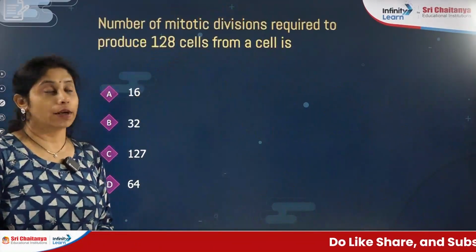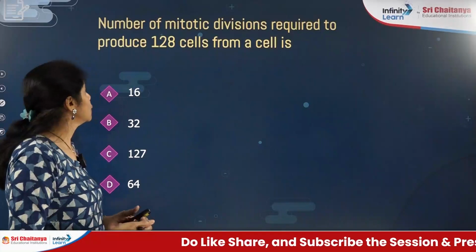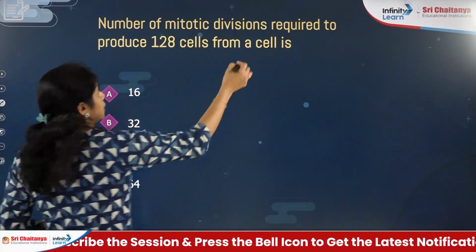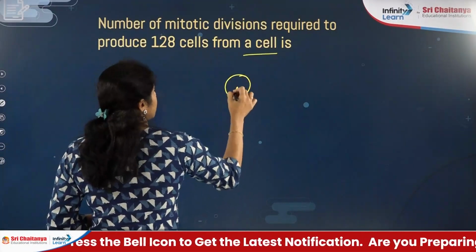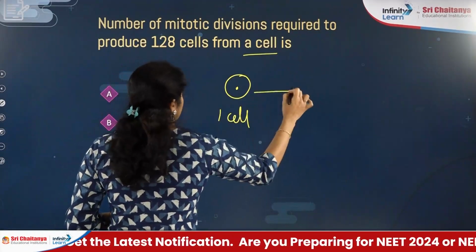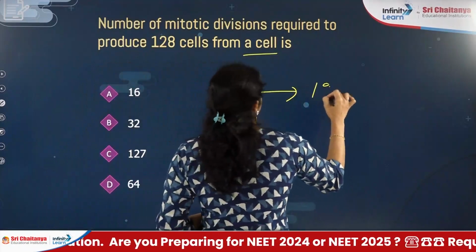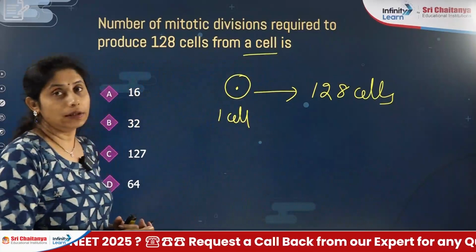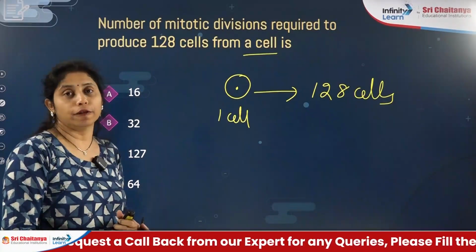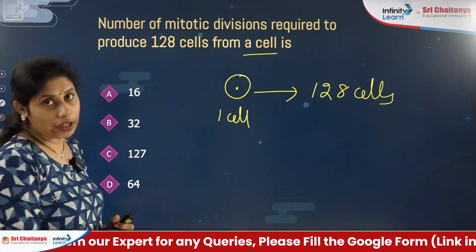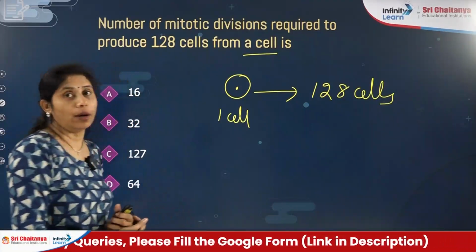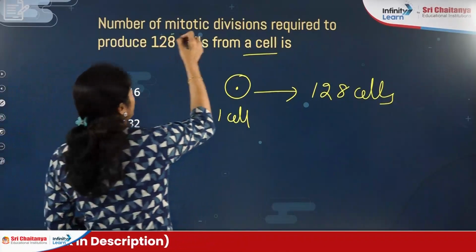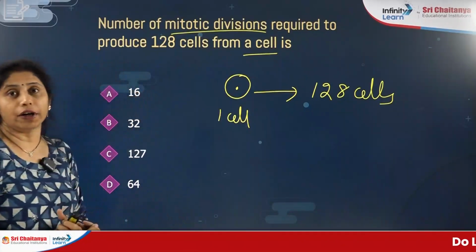Let us see the MCQs now. Number of mitotic divisions required to produce 128 cells from a cell is. From one cell is given to you, and this should be forming 128 cells. There is a formula for this if you want to calculate the number of mitotic generations. 2 power n is a formula. But here, how many cells are undergoing division? That is the question here. So, how many mitotic divisions are required to form 128 cells?